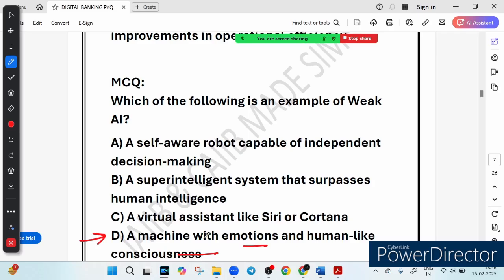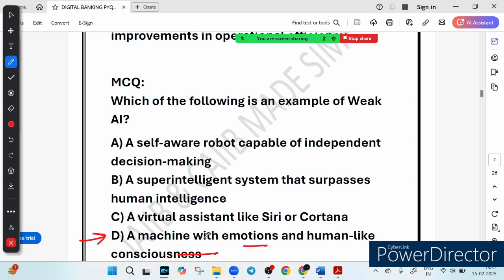Right? So what do we learn in this question? That weak AI or narrow AI is designed for a specific task and does not have general intelligence. The correct answer is option number C. Option number A, that is self-aware robot, and option number D, that is machine with emotion, they represent strong AI. And option number B, which is called super AI, is a future concept where AI surpasses human intelligence. I hope it is clear.